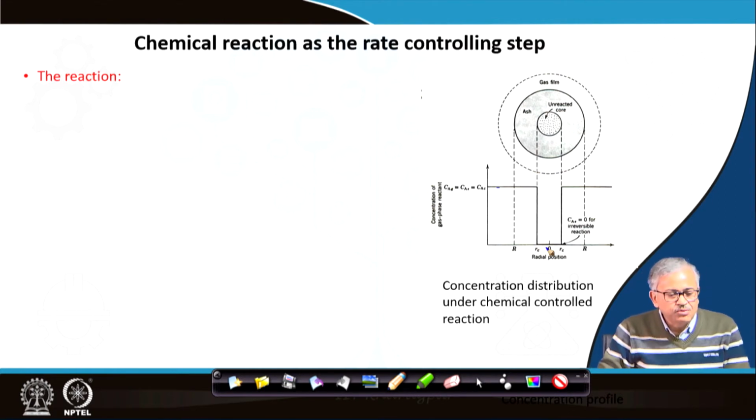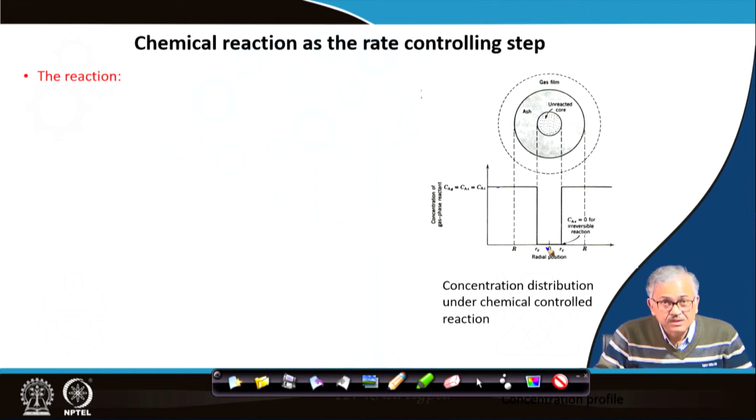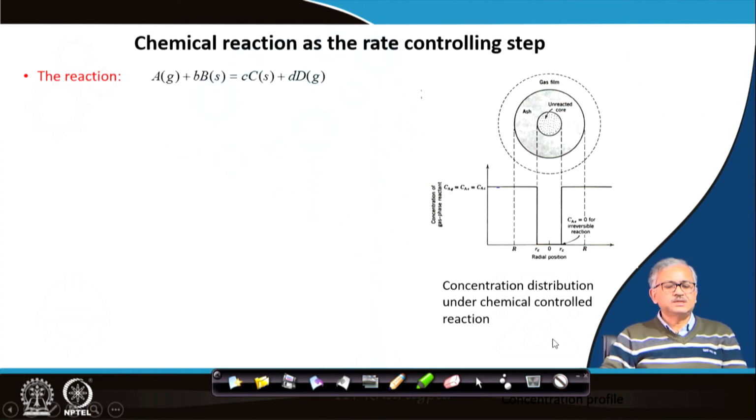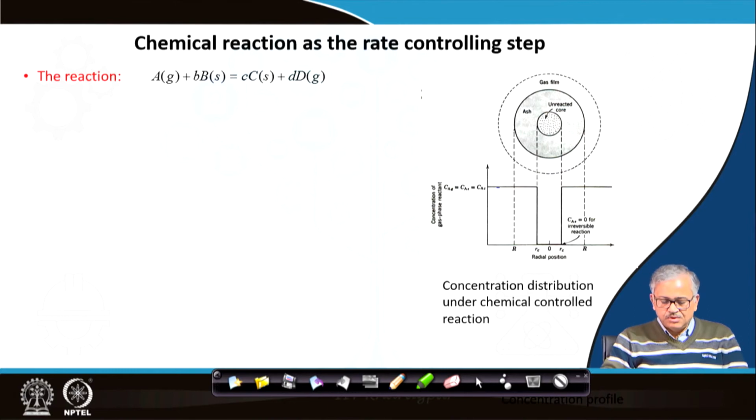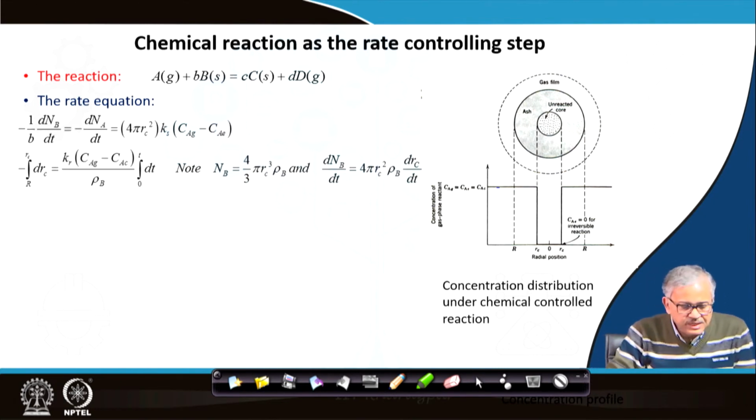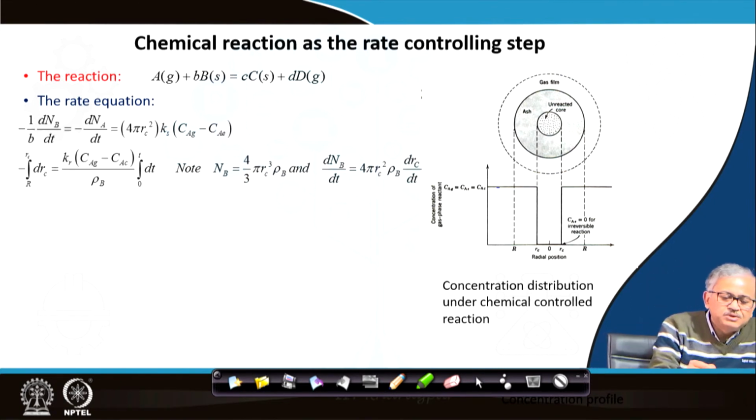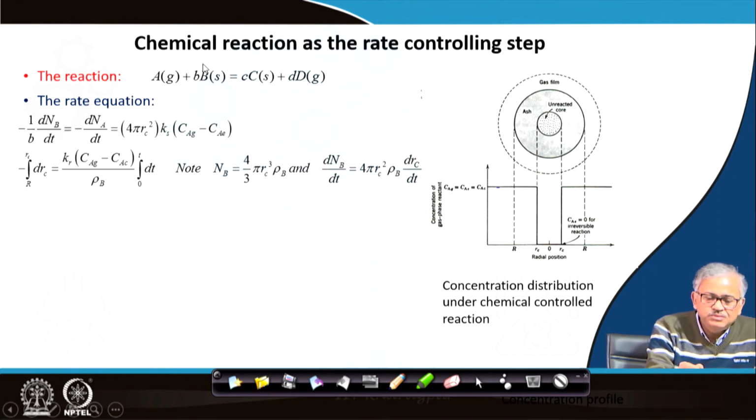Now, how do you write the reaction for that? You just see, this is the reaction. Suppose a moles of A, that is the reaction I said, reacts with b moles of B solid, forming c moles of C solid and d moles of D gas. And then what is the rate equation? From stoichiometry, you can simply write minus 1 by b dNB dt, because B is the solid that is getting consumed.